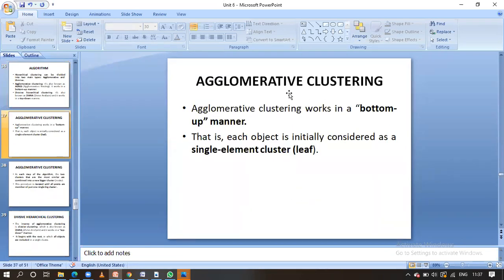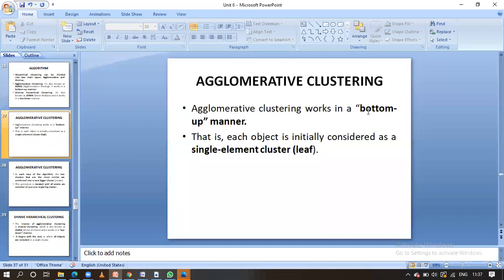Explanation related to the agglomerative clustering, that is the first one. This is a bottom up approach. Bottom up approach means we are starting from the leaf node, that we call a single element cluster. Leaf node start chesukoni we are going to slowly move to the top, that is the root. We are going to merge the leaves. Finally we are going to reach the root node.